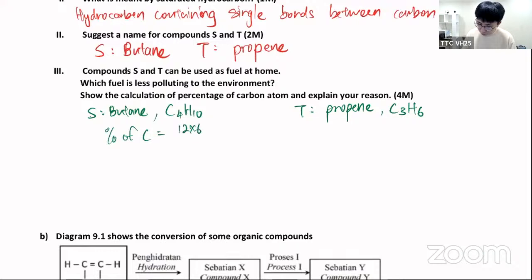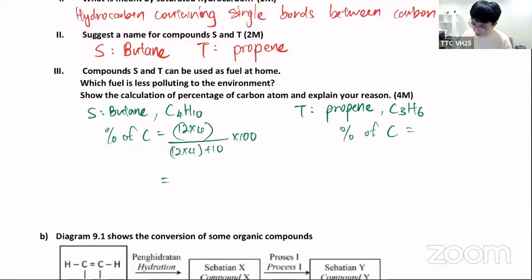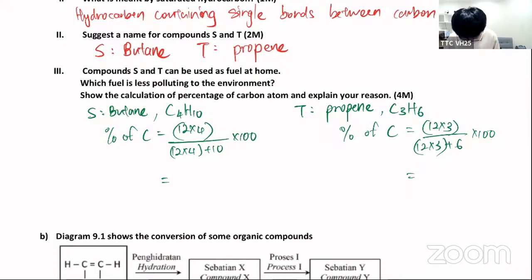So how to calculate percentage of carbon? So 12 times 4 over C4H10 total. So 12 times 4 plus 10, times 100. So what you get? Same thing do for propene. C3 is 12 times 3 over 12 times 3 plus 6. Multiply 100. You guys calculate both for me.